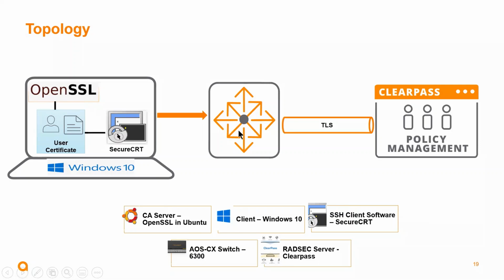And for the AOS-CX switch, I'll be using a 6300. And as a RadSec server, I'll be using our own ClearPass as a RadSec server. So the user will try to SSH to the switch, and there will be a RADIUS authorization-only request sent over a TLS tunnel to the ClearPass RadSec server.